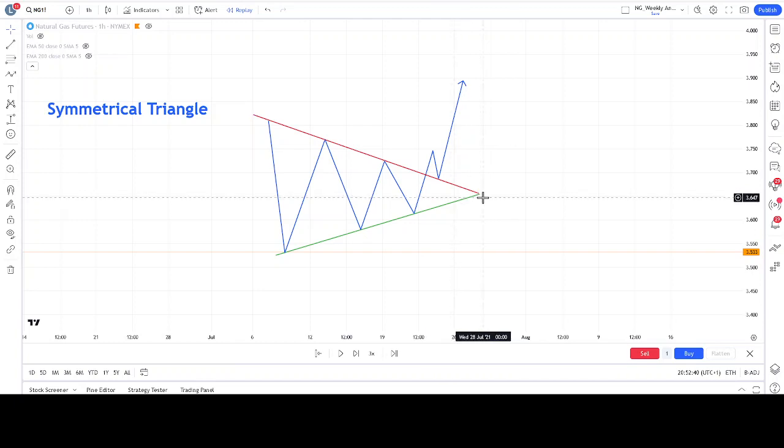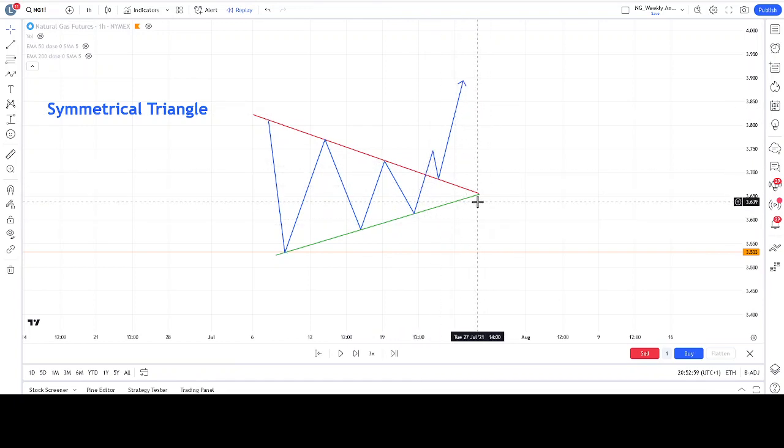So in here, for example, if you can see, the prices basically reject from the resistance trend line, bounce off the support trend line, eventually they squeeze between these trend lines and they either break out or break down.